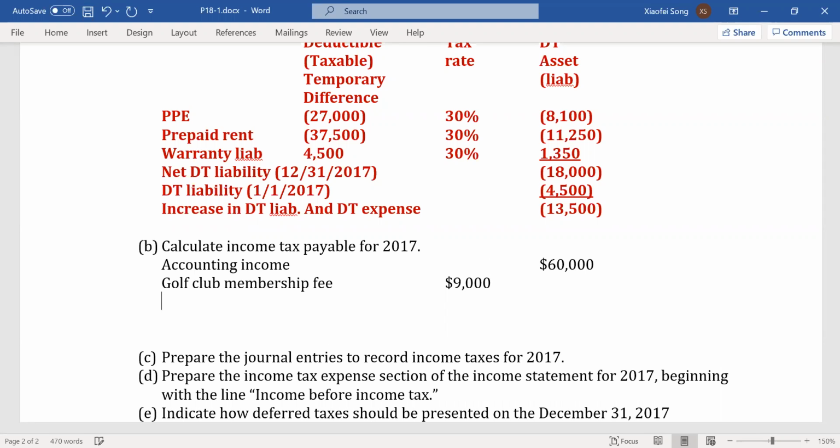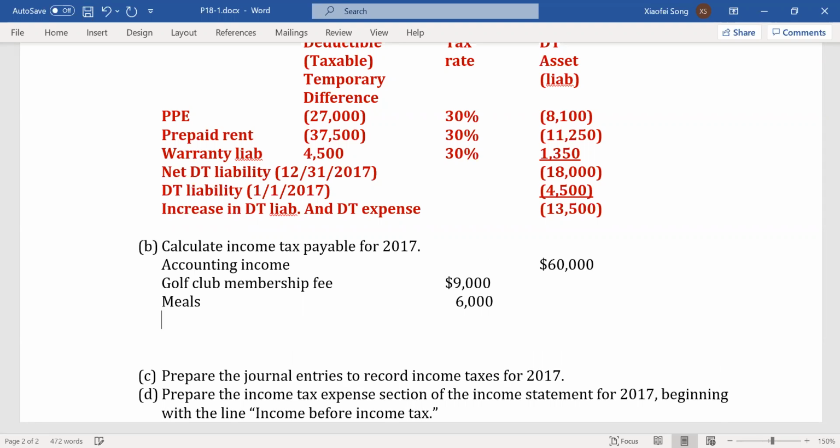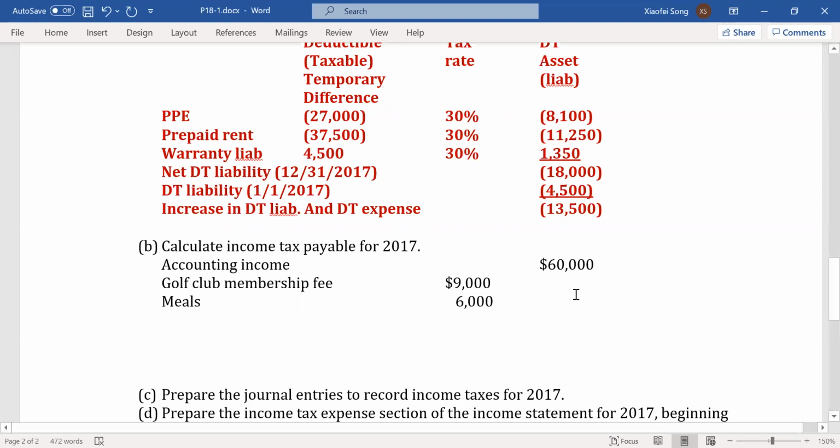And then the meals. 50% of the 12,000, that's 6,000, also add. Right? Okay, so that's that. So in total, we need to add 15,000. And then let's look at the temporary differences.